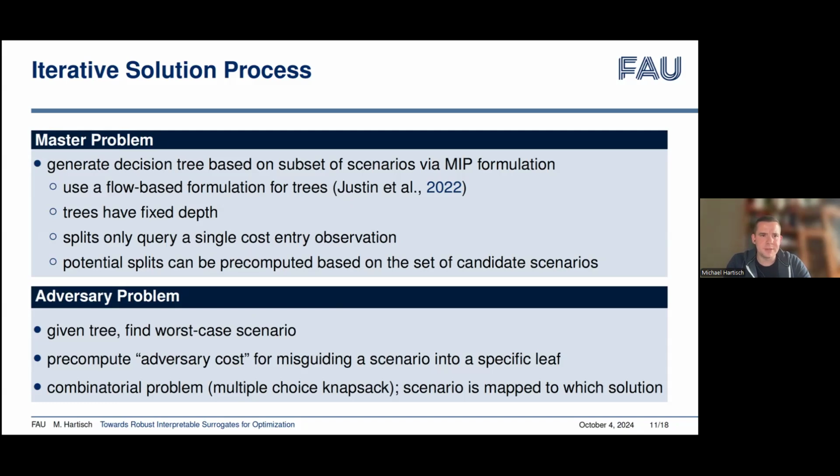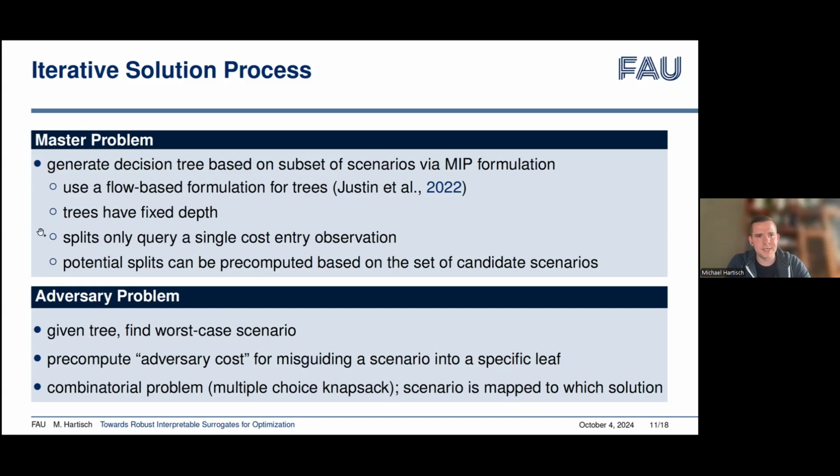Again, trees have to have fixed depth, and we only query single cost entries at every split. And what we also did is, we just pre-computed all the potential splits. So taking the candidate scenarios, we just take a look at every entry and figure out what could be a possible split. So the split is actually not a continuous variable, but just a combinatorial problem, just a binary.